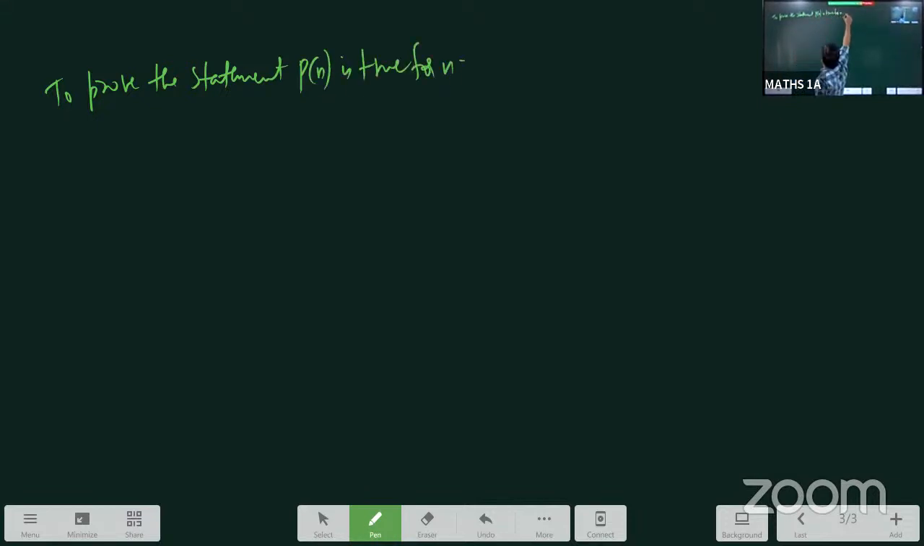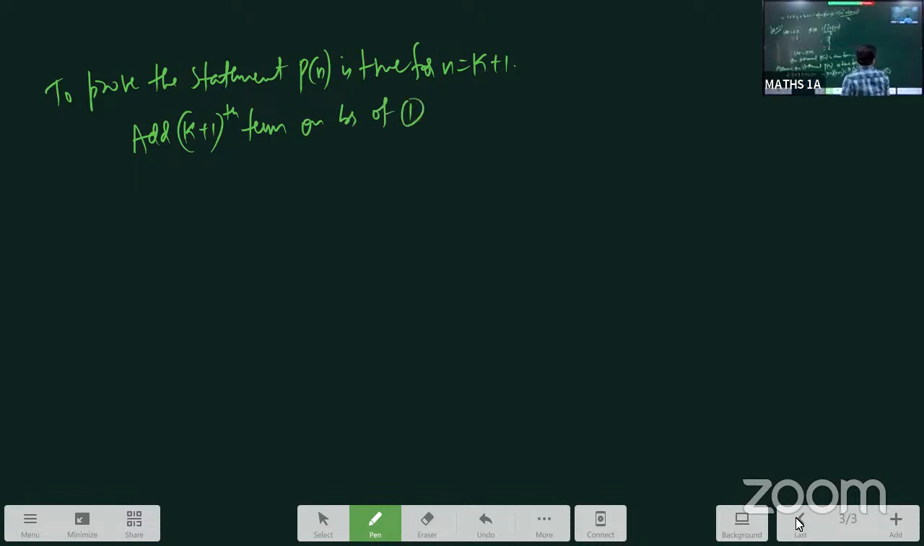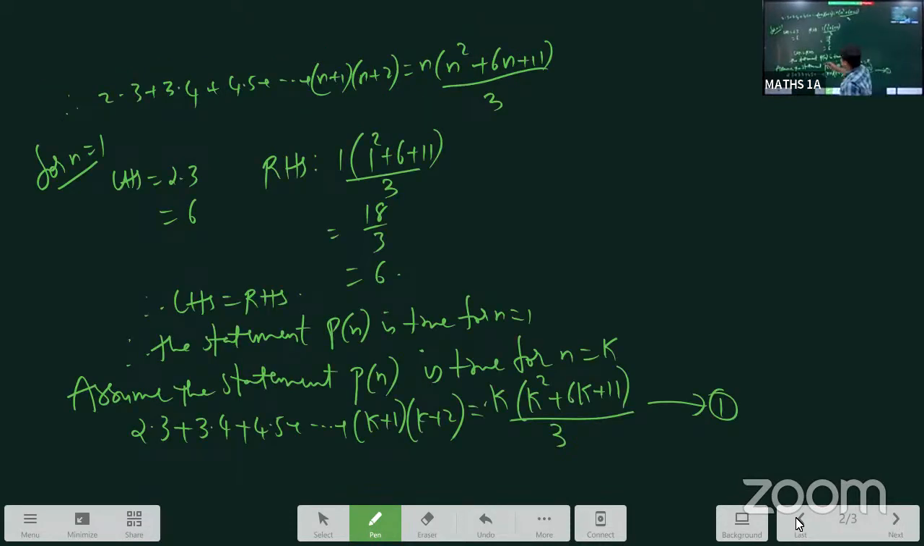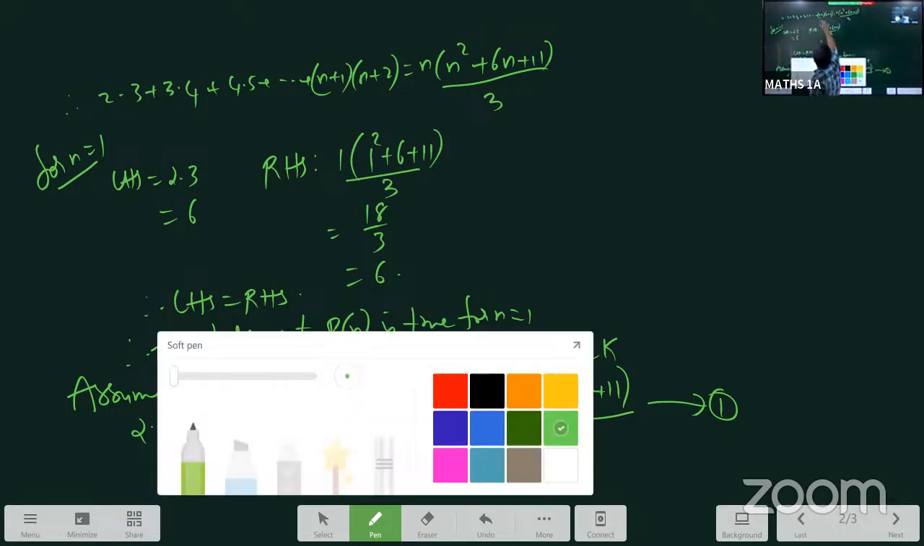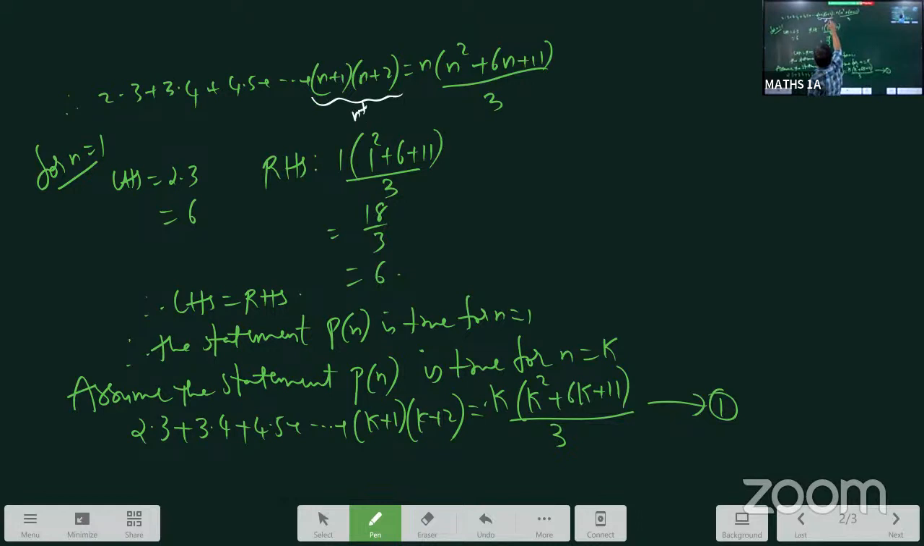Next, to prove the statement P of n is true for n equal to k plus 1. Now for that, what should I do? Add the k plus 1th term on both sides of equation 1. So what is your nth term actually? Your nth term is this. In this nth term, you put n as k plus 1.